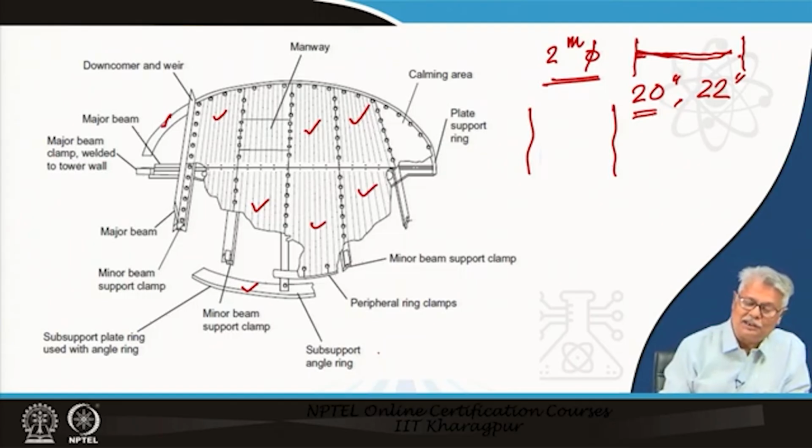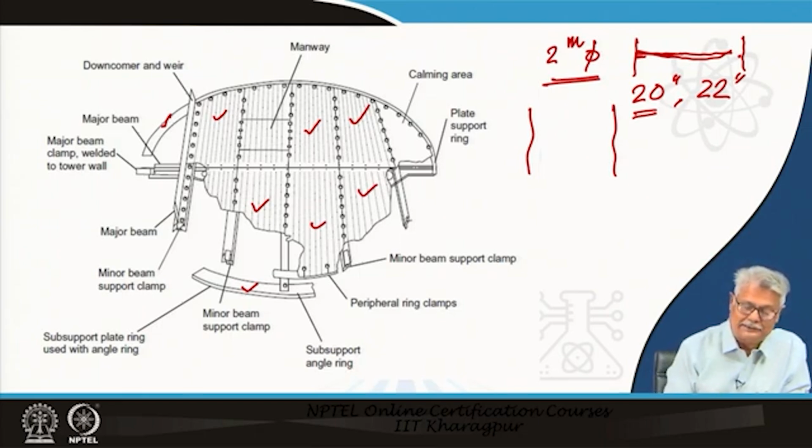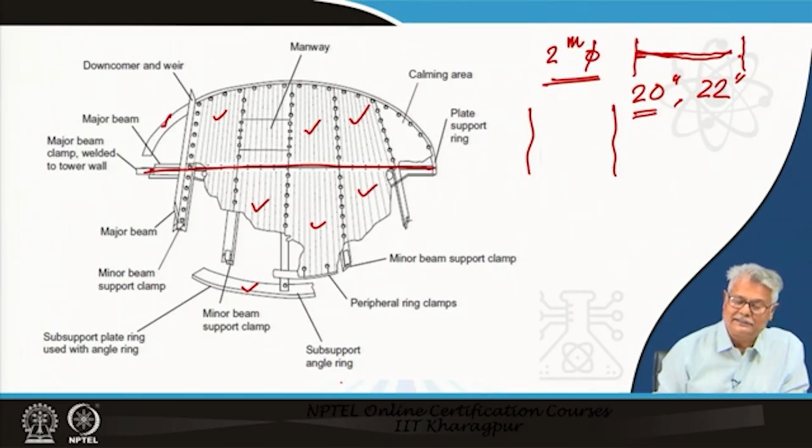Now, once you have put these in, they are to be assembled. So, naturally you require a support from the bottom. Usually there will be at least one major beam. This is the major beam. That means it is a diametrical beam which is providing a good amount of support to the tray on it. You also have minor beams. This is a minor beam, and so are these.